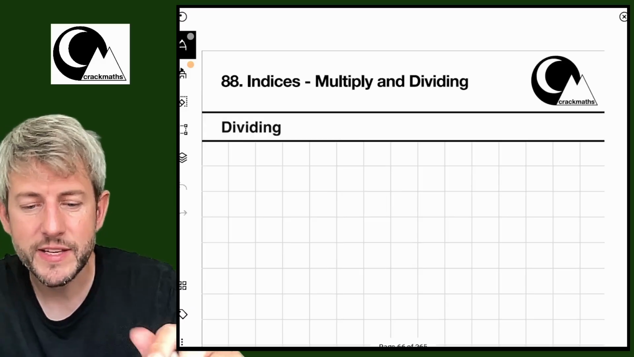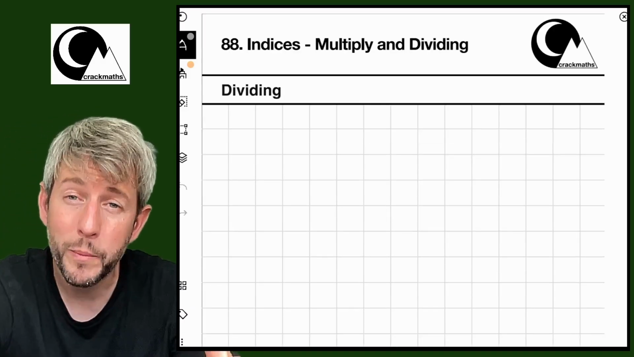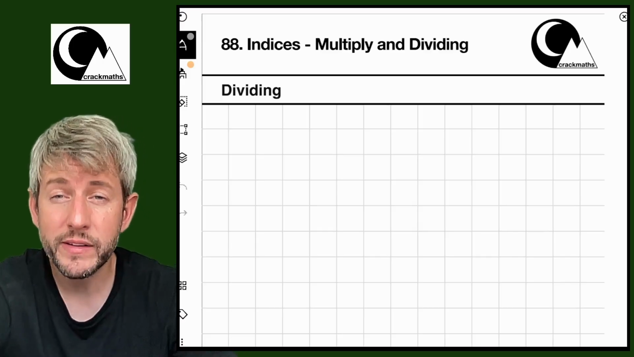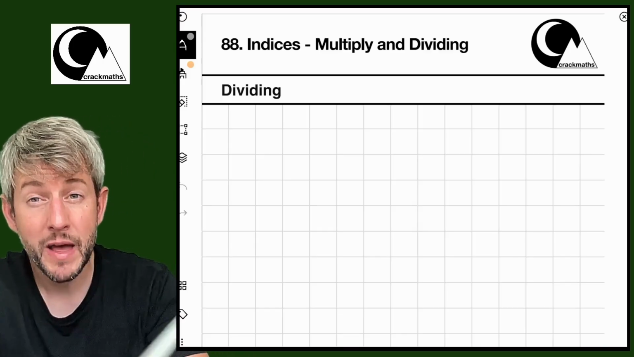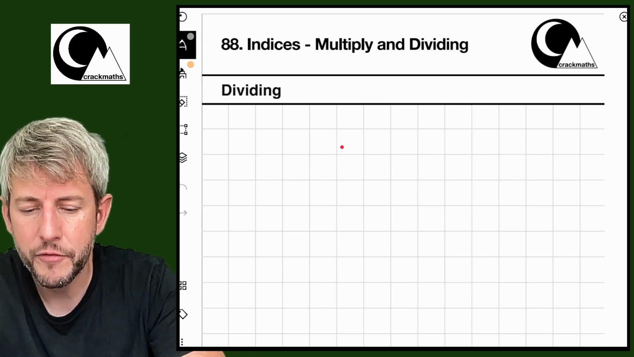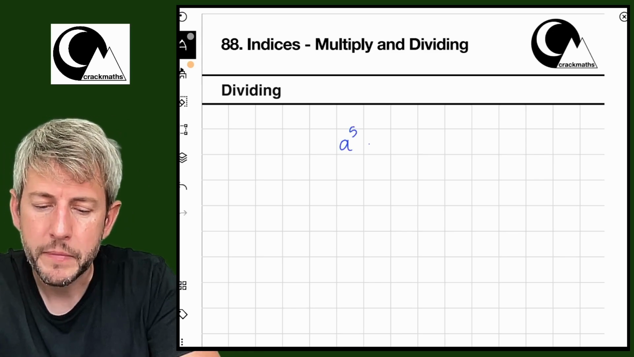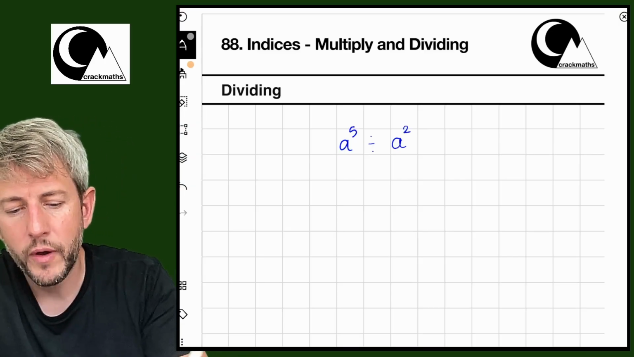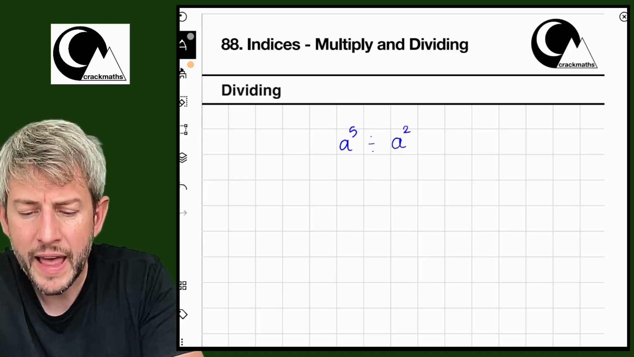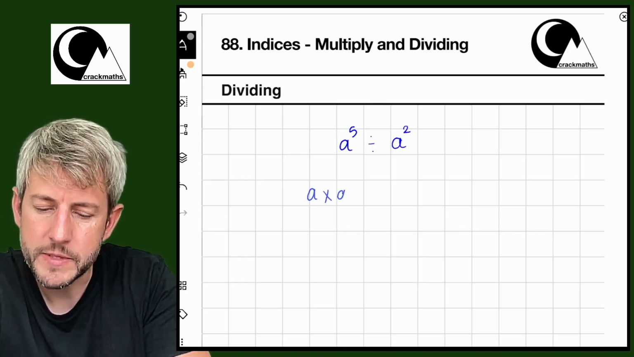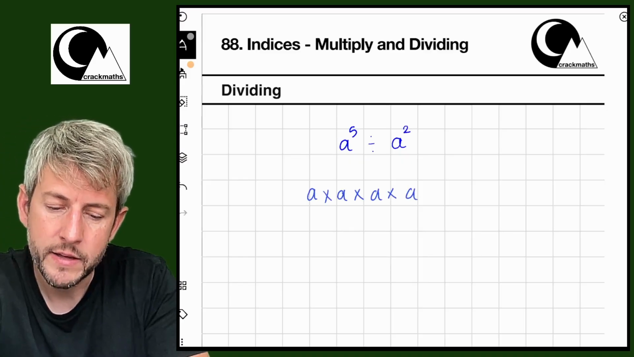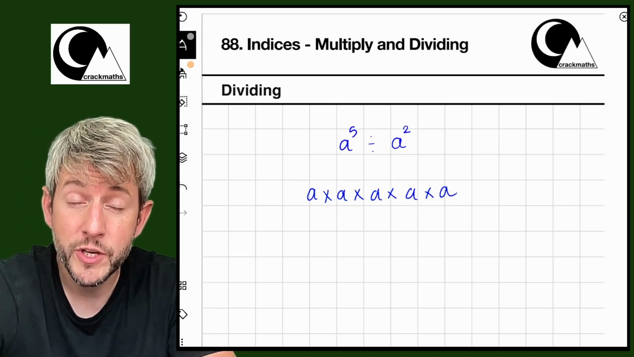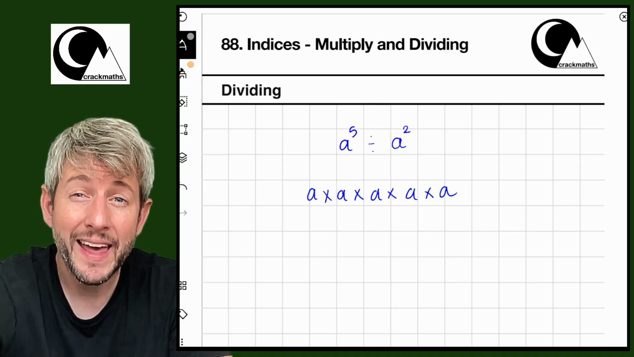Now, dividing is interesting because dividing is actually just the opposite of when we multiply. So rather than adding the powers together, we're going to subtract the other power. So let's have a look at just a simple one of that. So let's say I've got a to the power of 5 divided by a to the power of 2. Okay, so what we've got here is we're kind of thinking about a to the power of 5. So we've got a times a times a times a times a, and we're dividing it by a to the power of 2, which actually means we're dividing it by a twice.